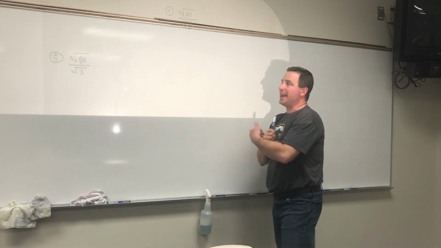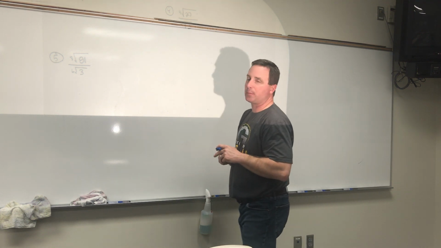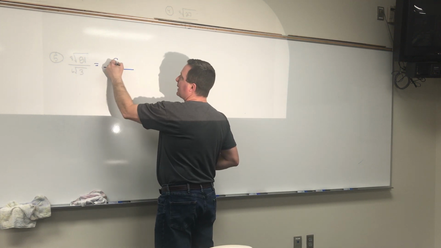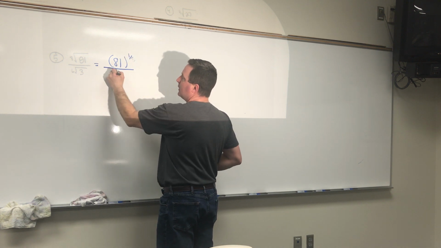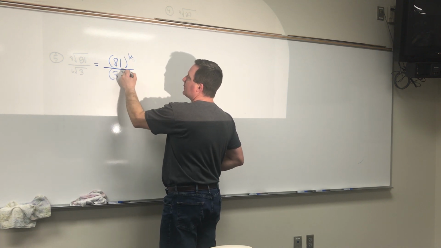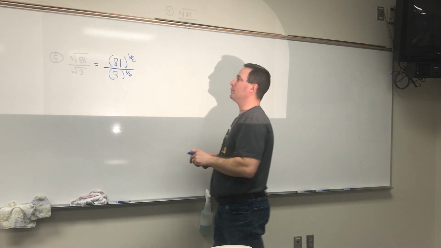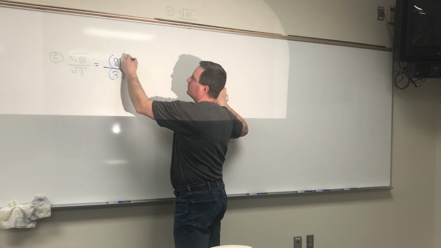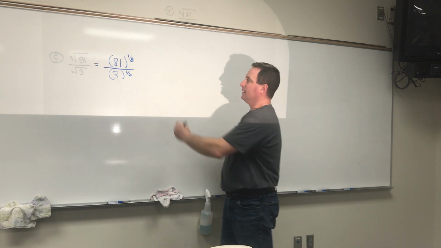Okay? So I have the 8th root of 81 and the 6th root of 3. Neither one of them are perfect 8ths or perfect 6ths. But I think the first thing we want to do is rewrite it as a fractional exponent. So 81 to the 1/8, and 3 to the 1/6.